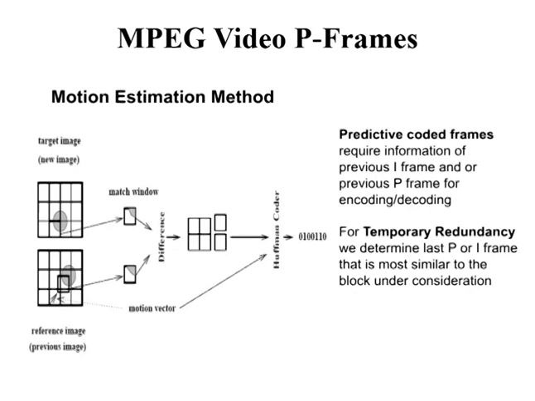Then the MPG video P frame. By using the motion estimation method, a predictive coded frame requires information of the previous I frame and or previous P frame for encoding and decoding. For temporal redundancy, we determine the last P or I frame that is the most similar to the block under consideration. This is all about the MPG video P frames.